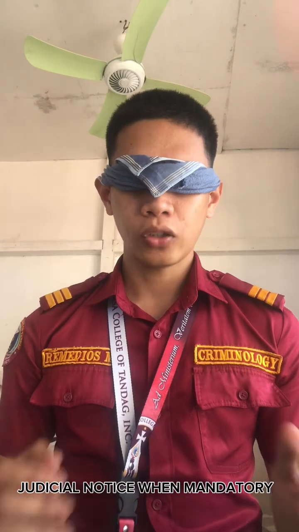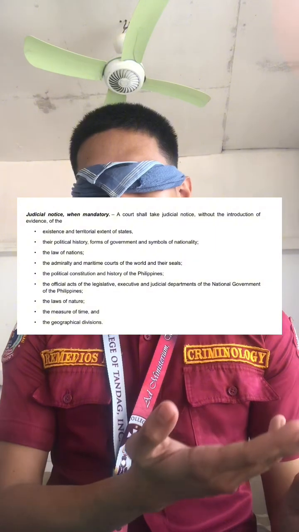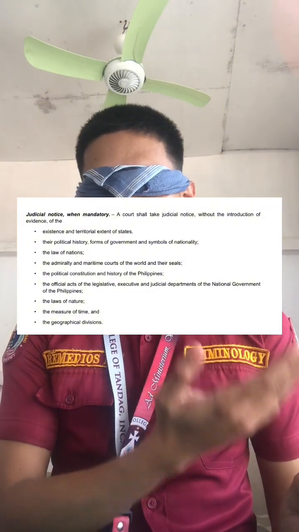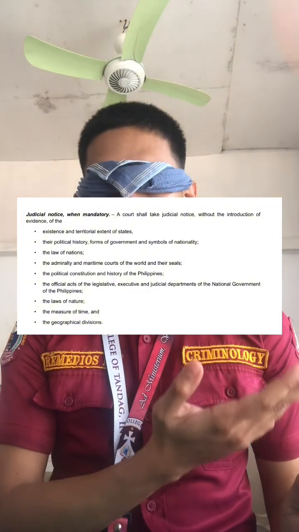And also, judicial notice helps to speed up the process by skipping over the facts that don't need to be argued. So next is judicial notice when mandatory. So judicial notice is mandatory when a fact is widely known or can be easily verified, like a law or historical facts, and doesn't need any evidence to prove it. So here is the list of the facts that don't need a proof or evidence.